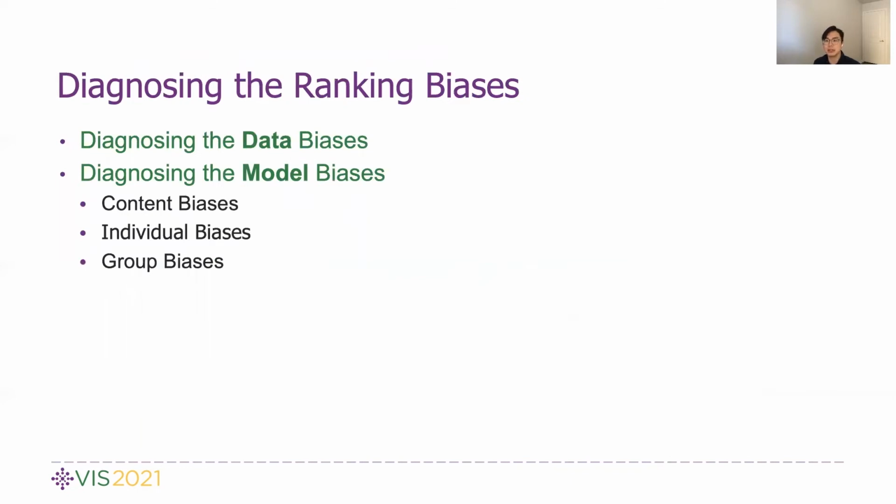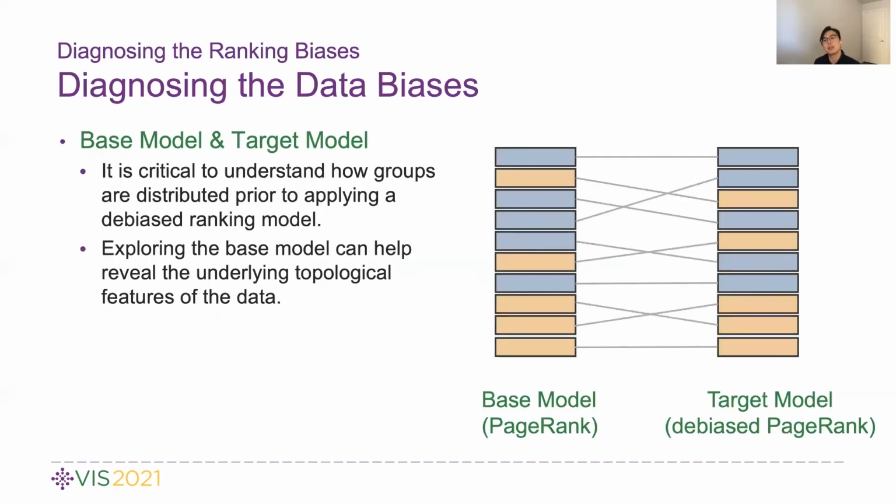After defining target nodes and attributes, we can then diagnose the ranking biases from different aspects. In this stage, we diagnose both data and model biases, where model biases are inspected in terms of content biases, individual biases, and group biases, respectively. We first diagnose the data biases.